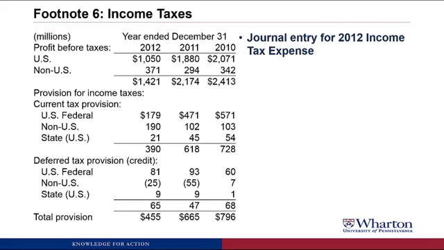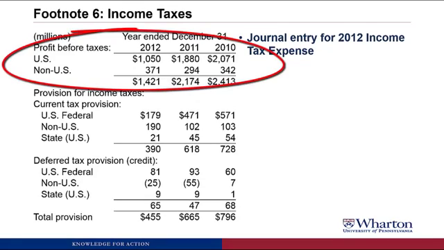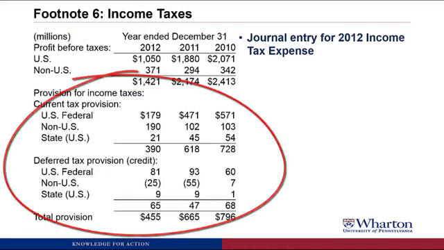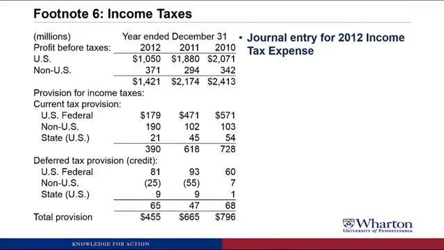So the next question we wanted to try to answer was, could we provide the journal entry for 2012 income tax expense for Moth Incorporated? So another part of the footnote shows first of all, the profit before taxes, the pre-tax profit for U.S. and non-U.S. subsidiaries. But then the part that we're really going to focus on is the part below that, the provision for income taxes. Remember, provision is another word for expense. So the current tax provision, that's going to be the income tax payable part, what we owe the government, U.S. government, non-U.S. governments, and states.